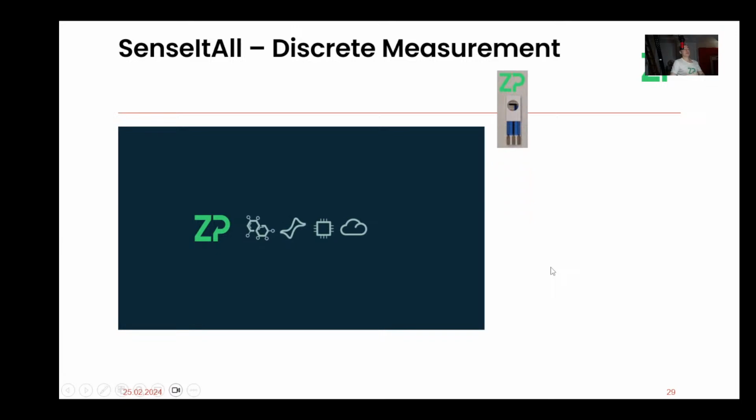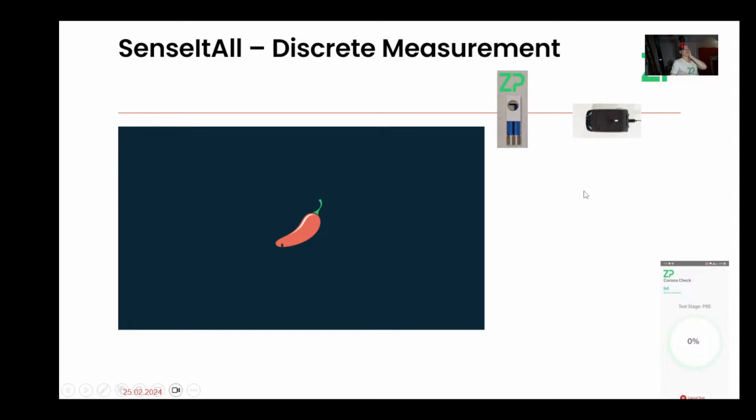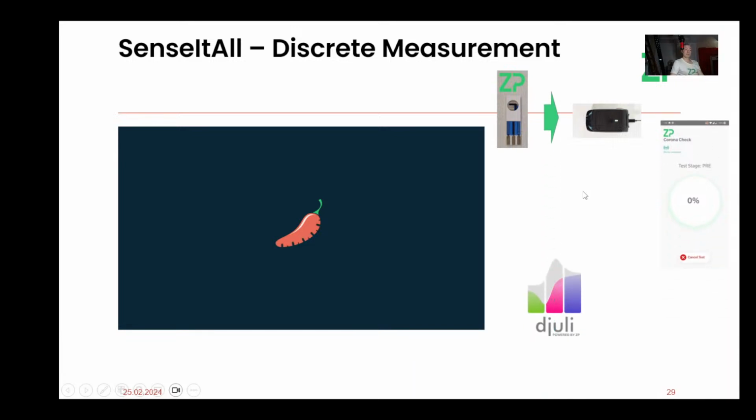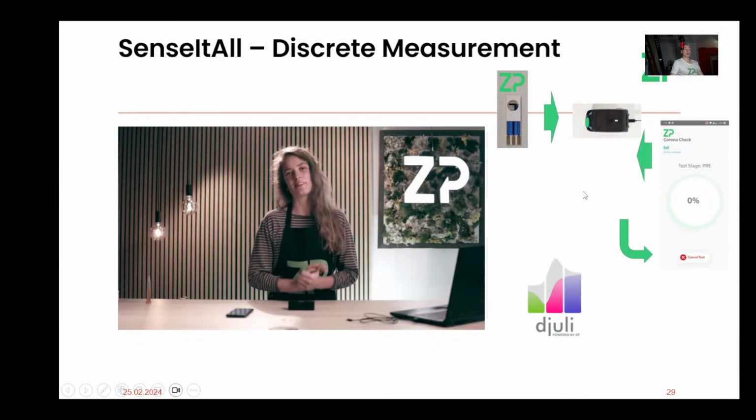It's probably worth saying that if these people are successful, they can actually then translate their technology onto our Sense It All platform and actually start making a real product from it.